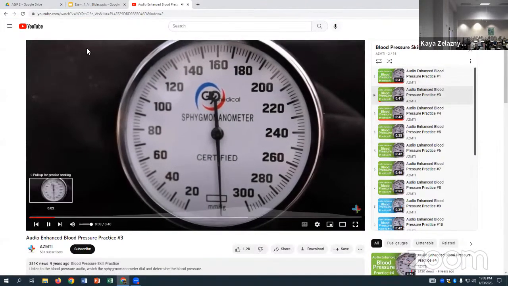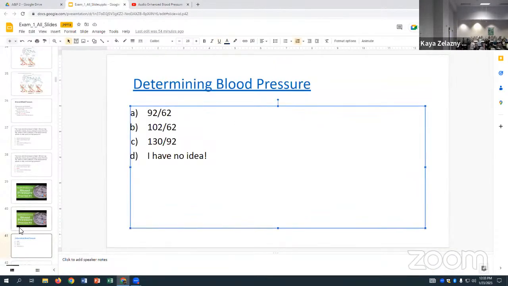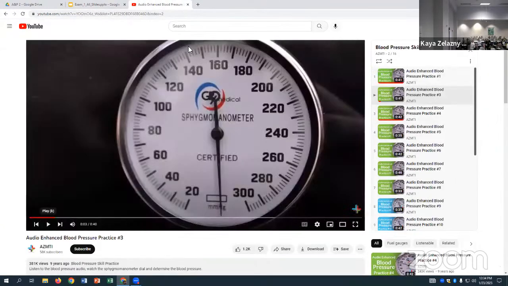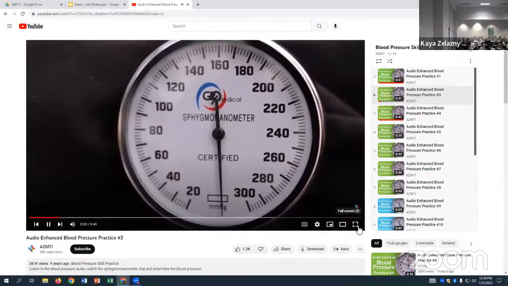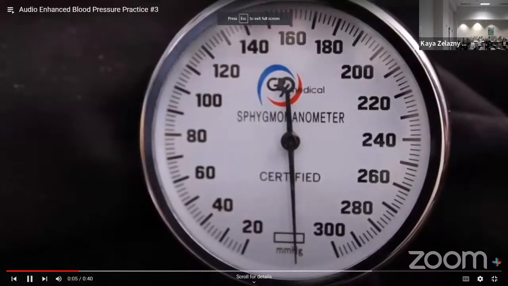Oh, and you can see we had some answer choices for you. Okay. Example 3. So we've got some examples: 92 over 62, 102 over 62, or 130 over 92. And we're going to listen to that example. And you compare which one seems closest to you.